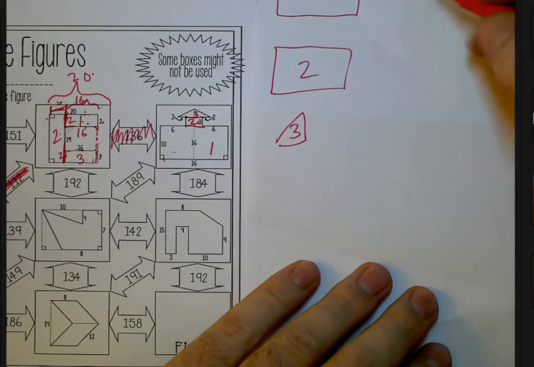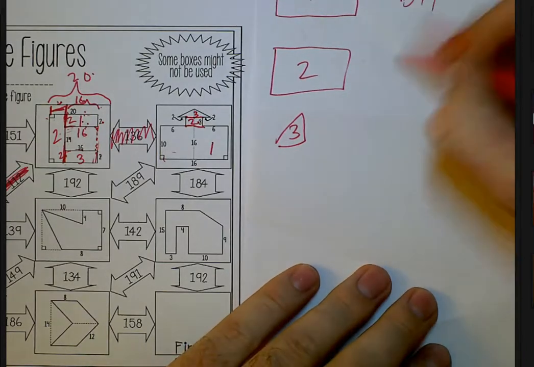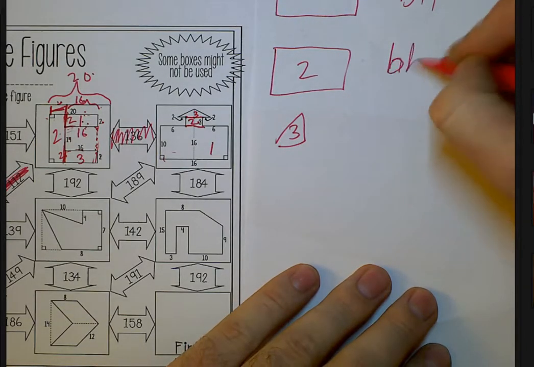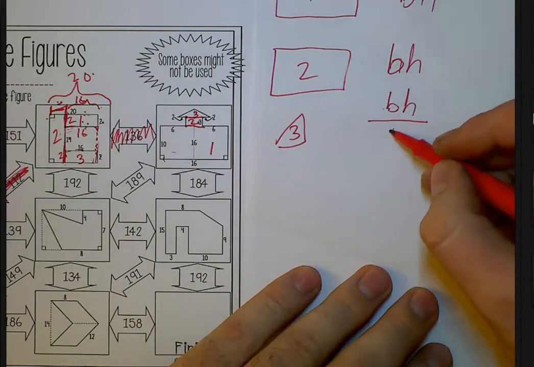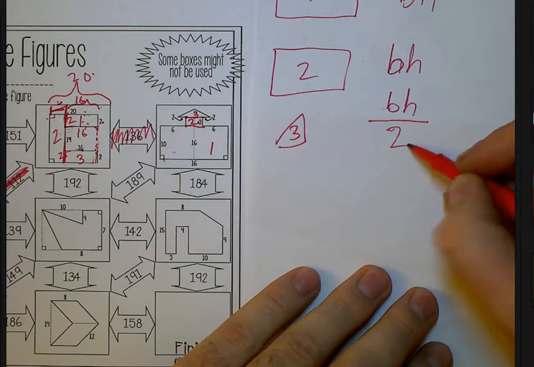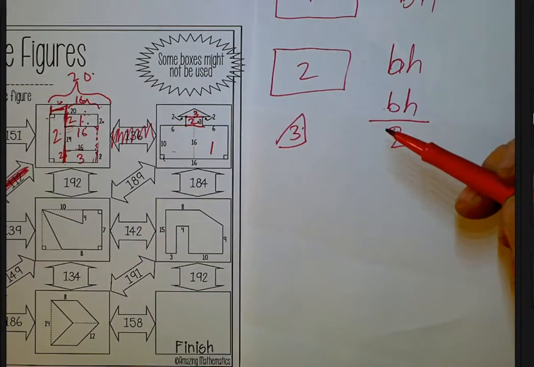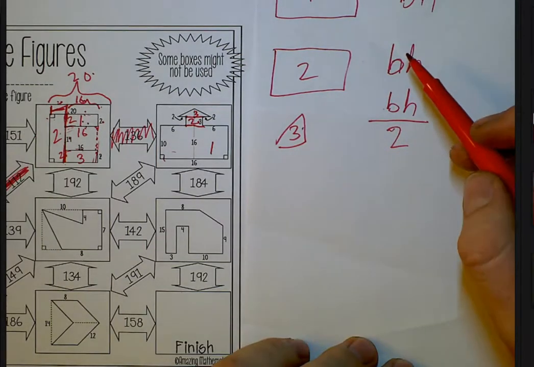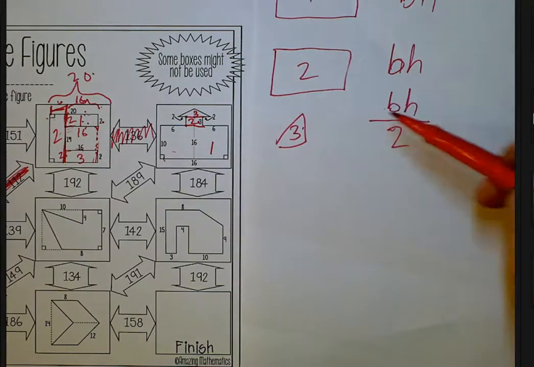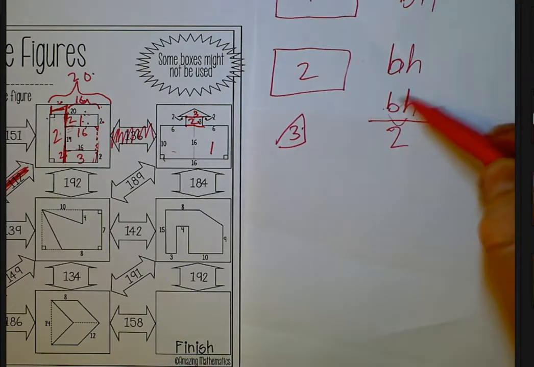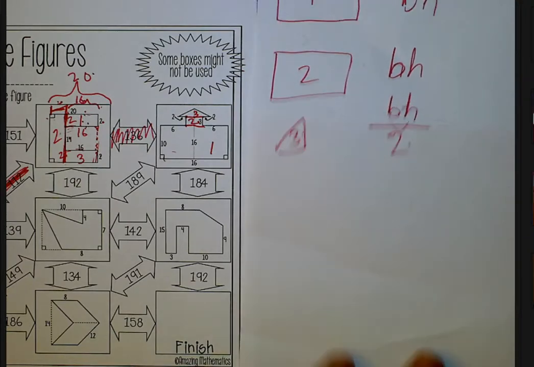Alright, so for that, it's going to be base times height, and then 1/2 of base times height. The reason that's 1/2 of base times height, or base times height divided by 2, is because triangles are just half of a rectangle. Kind of like the semicircle is half of a circle, a triangle is just half of a rectangle. So we divide the area of a rectangle by 2. Same concept.